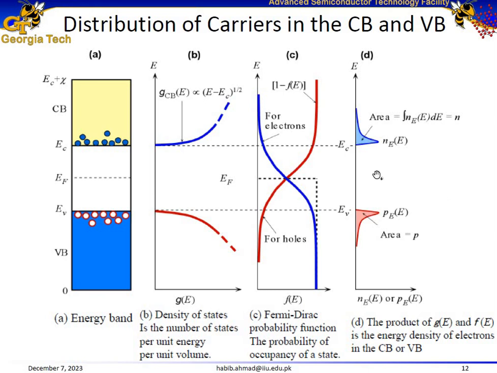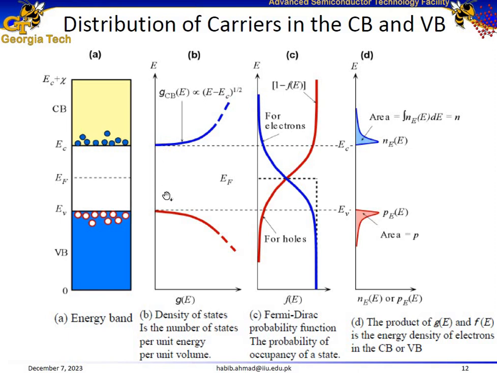The distribution of carriers in the conduction band and the valence band. Consider once again a semiconductor. It could be silicon or any other semiconductor in which we have a valence band and a conduction band. So assume that with some sort of thermal energy, for example at room temperature, we are going to have a certain number of holes in the valence band and a certain number of electrons in the conduction band.